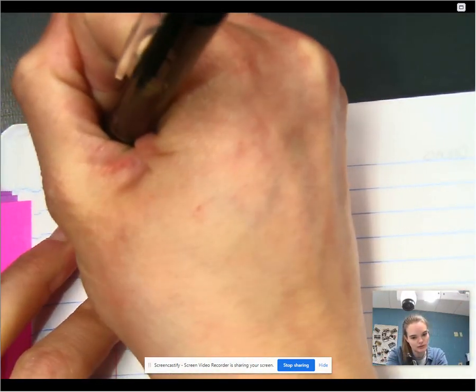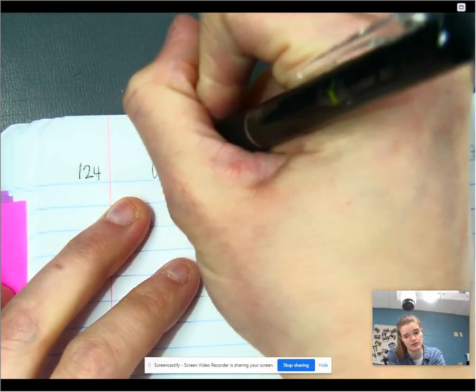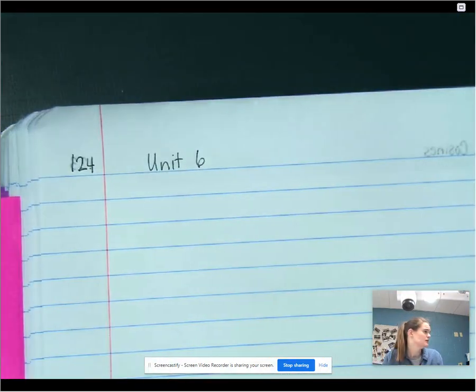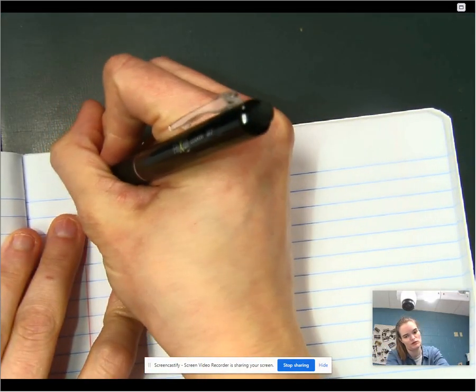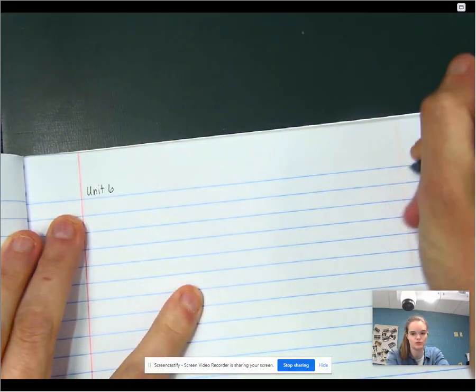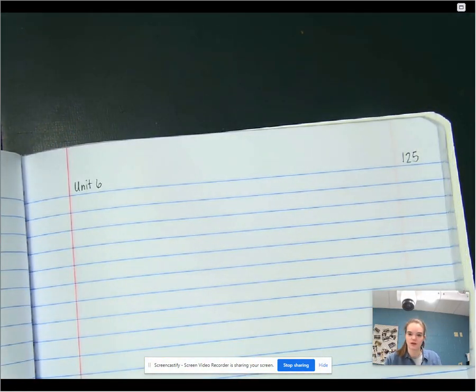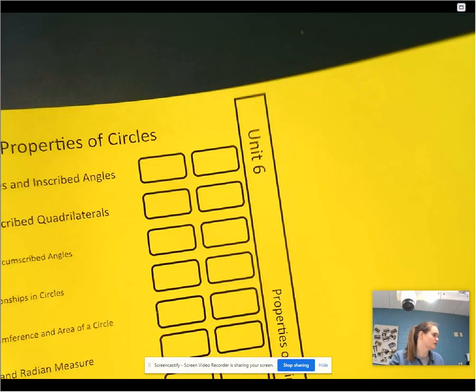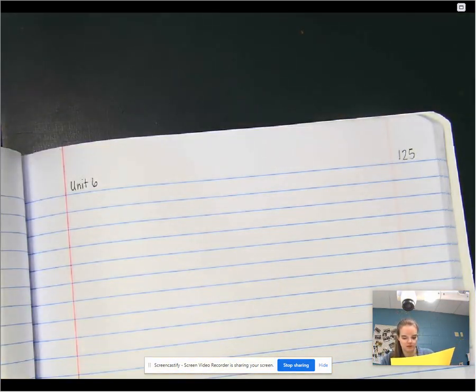So on page 124, you need to label page 124 Unit 6, and that's going to stay blank. Okay, and on 125, we're going to glue in our new tab. Unit 6, page 125. Okay, and we're going to cut off the extra space on our tab and glue it so it kind of sticks out a little bit.